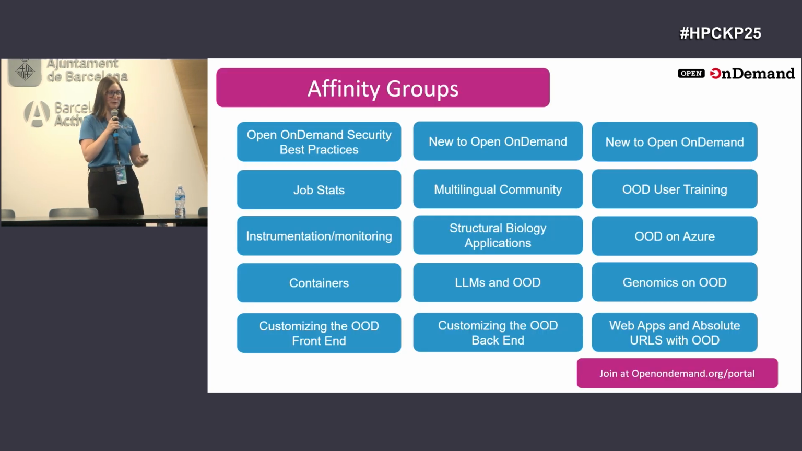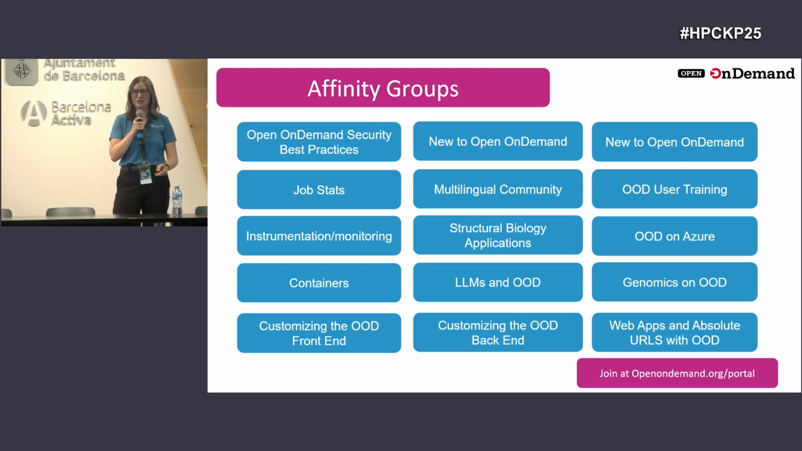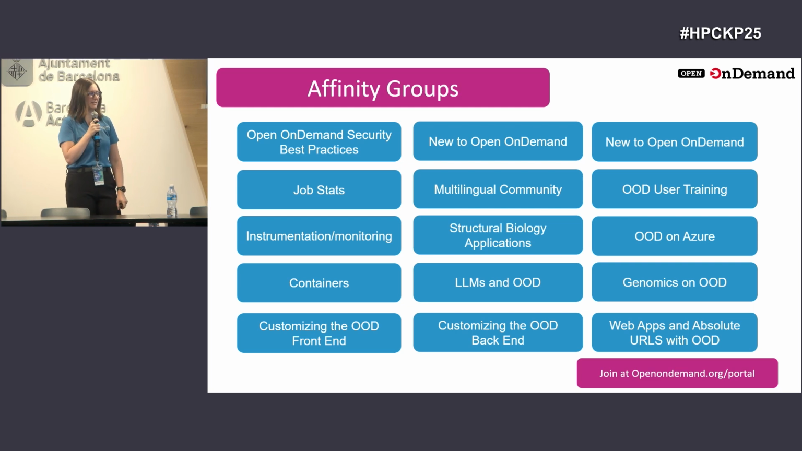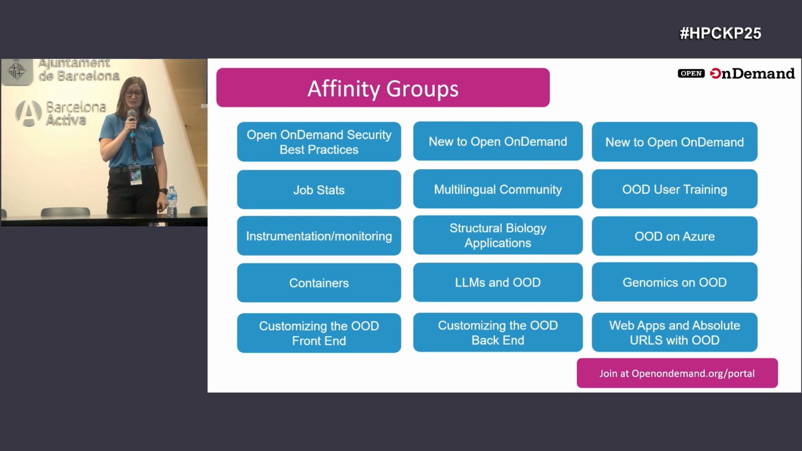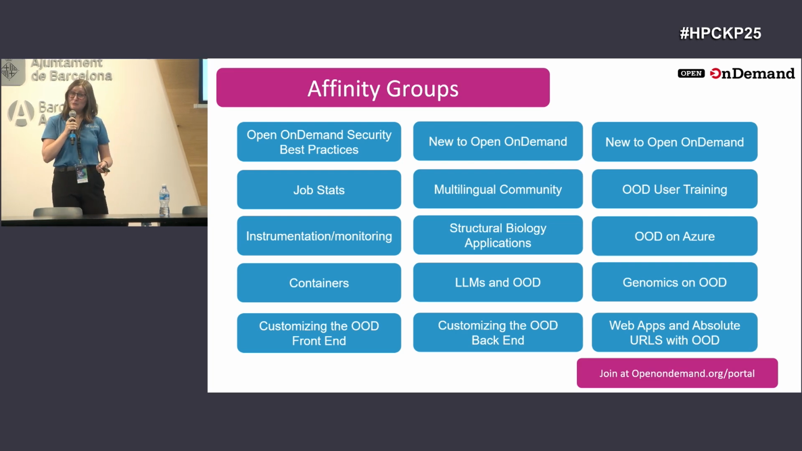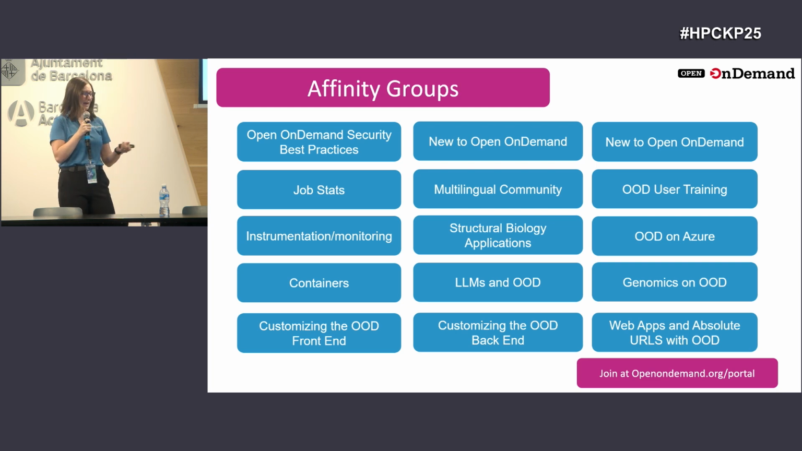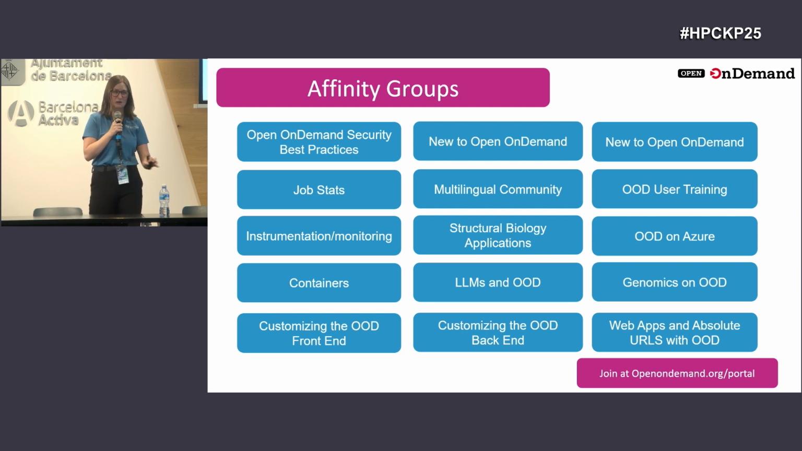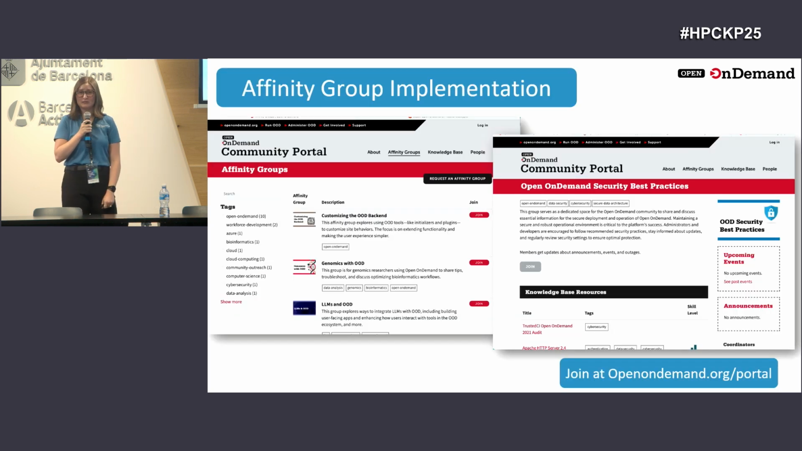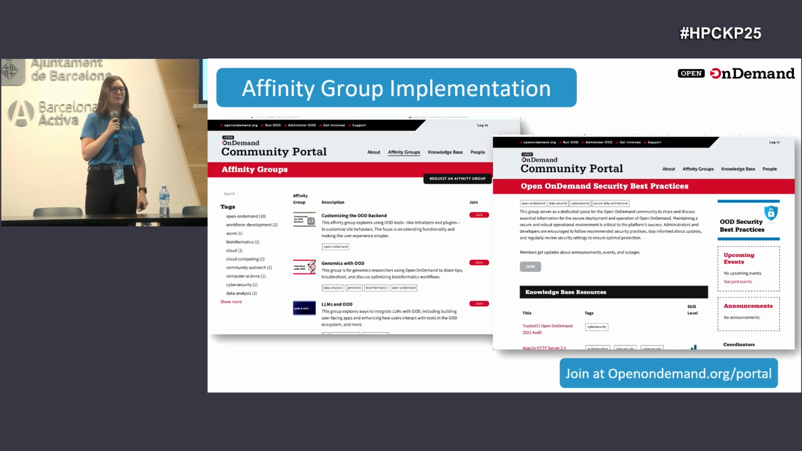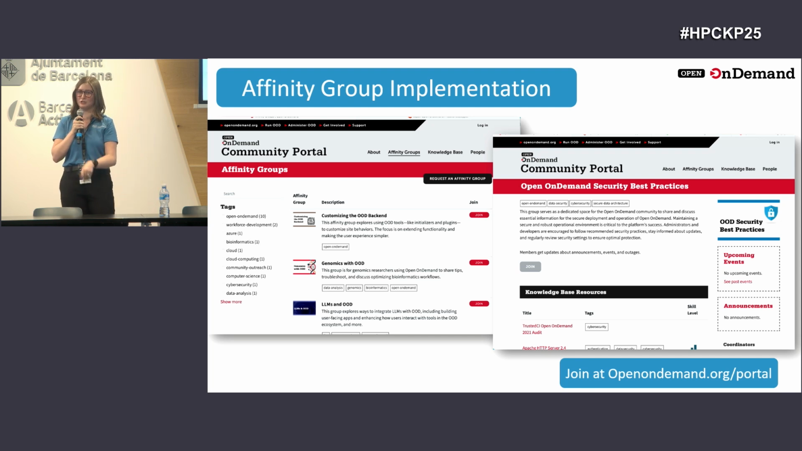So here are some examples of the affinity groups that have started. As you can see on here, it's really all over. It's with genomics, with some specific type of science, structural biology, best security practices, on-demand front end, back end, LLMs. So it's really all over the place, and this is something, again, we're very excited about. And this is what they look like. On the left-hand side with the photo, this is the list of the affinity groups, and on the right-hand side, what it actually looks like when you dig in.